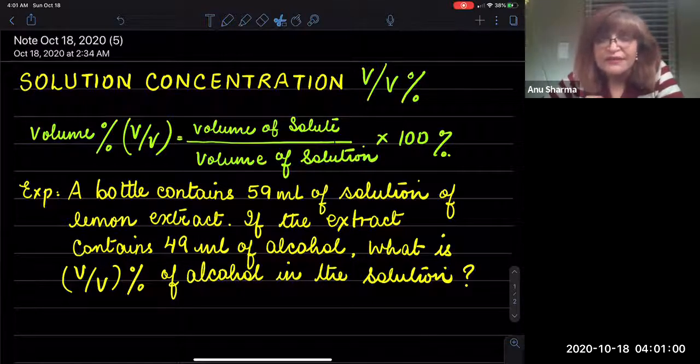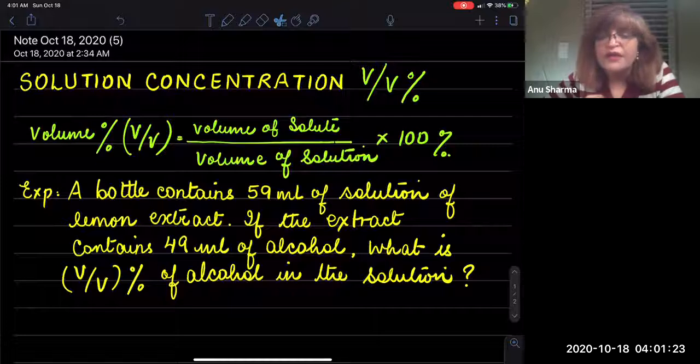Now, what does that mean? It is a method of measuring the concentration, that is the amount of the solute that is present in the solution, and that relates to the volume. The units of the volumes are milliliters and liters. Generally, milliliters are used in the laboratories. So the volume of the solute over the volume of the solution.